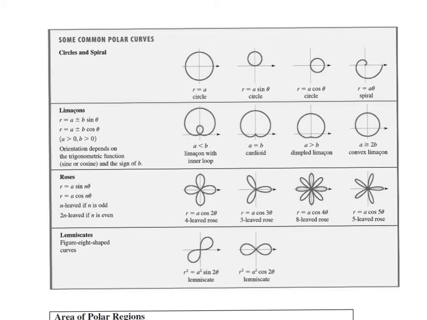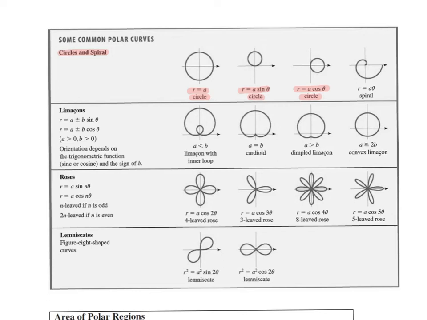But now let's just review some common polar curves that you may have seen in your pre-calculus classes. When we look at circles and spirals, if r is equal to some number a, that would be a circle. If r is equal to a times sine of theta, that's still a circle, but remember sine corresponds to y value, so that's a circle on the y-axis. If it's r equal to a cosine theta, that's still a circle, but it corresponds to a circle on the x-axis because cosine corresponds to x values.